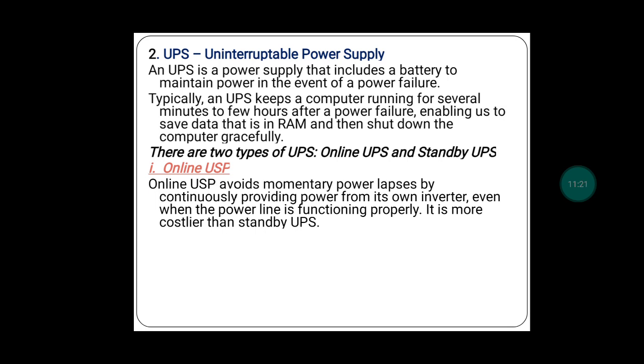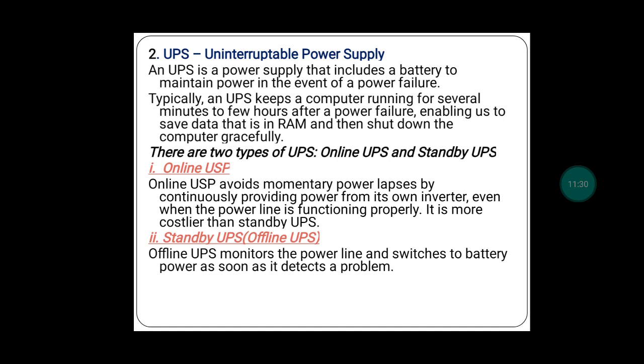Next, moving on to the next UPS, that is standby UPS, also called offline UPS. It monitors the power line and switches to battery power as soon as it detects a problem. Here is the difference. In this offline UPS, you will get power from the main switch to this UPS, and it will charge its own battery. When the main switch power goes off, it will supply power to your computer systems from its own battery.